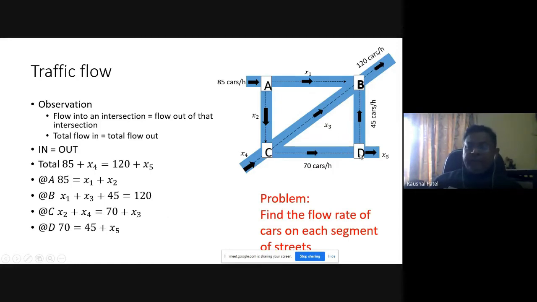Similarly, at point D, there are 70 cars entering that particular point, and 45 cars leave and X5 cars leave from that particular point. So 70 is nothing but 45 plus X5.